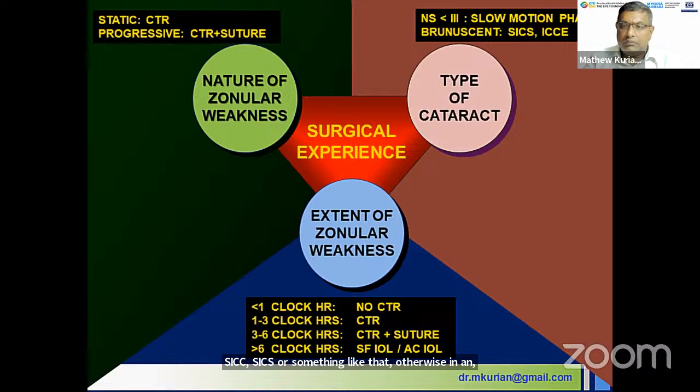And the extent of zonular weakness: if it is a very small amount of zonular weakness, no CTR is required. In higher amounts, CTR plus suture, and in extreme cases of 180 degrees plus, maybe SFIOL or ACIOL is desirable.